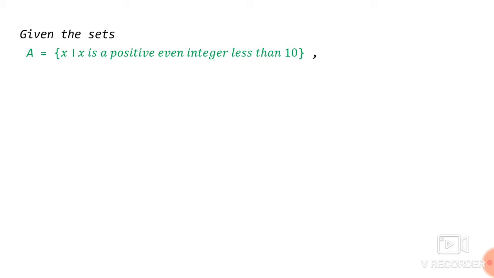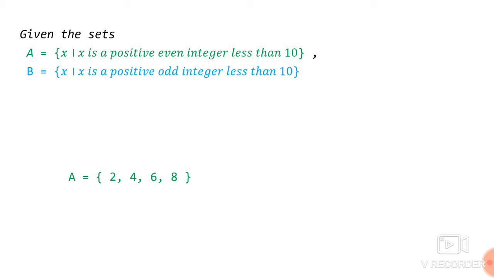Students, I hope you all are doing good. In the previous lecture, we have learned set operations. Now we are going to start the exercise. We have a question given the sets: A is equal to {x such that x is a positive even integer less than 10}. Set A in tabular form will be 2, 4, 6, 8.